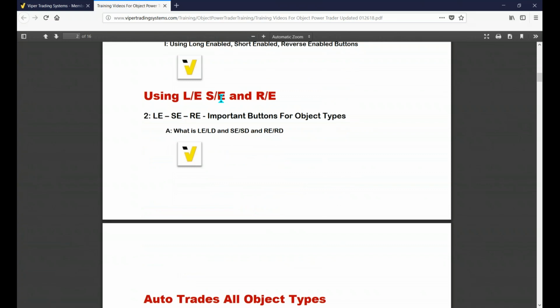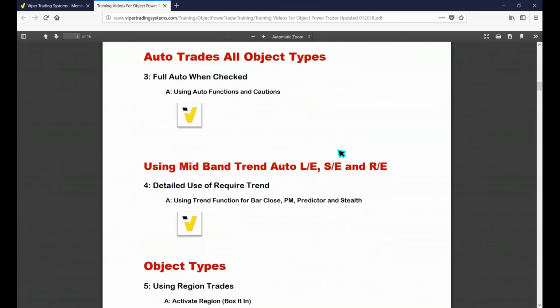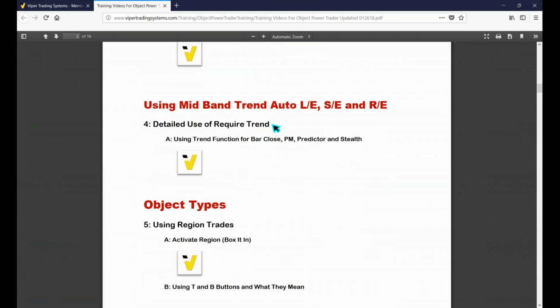You need to know how to use the LE, SC, and RE. There's a little video on that. Full auto, you've got to be careful if you ever check that button, because that button will put it in full auto mode. And then this is even where you have the use of a required trend, which means that you only go short with mid-bands that are short and long with mid-bands that are long.